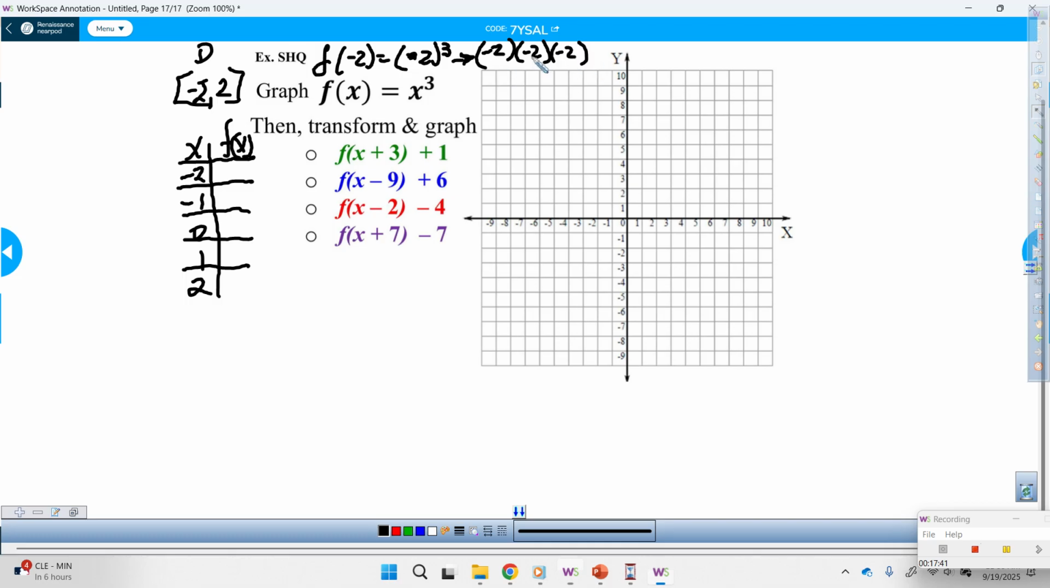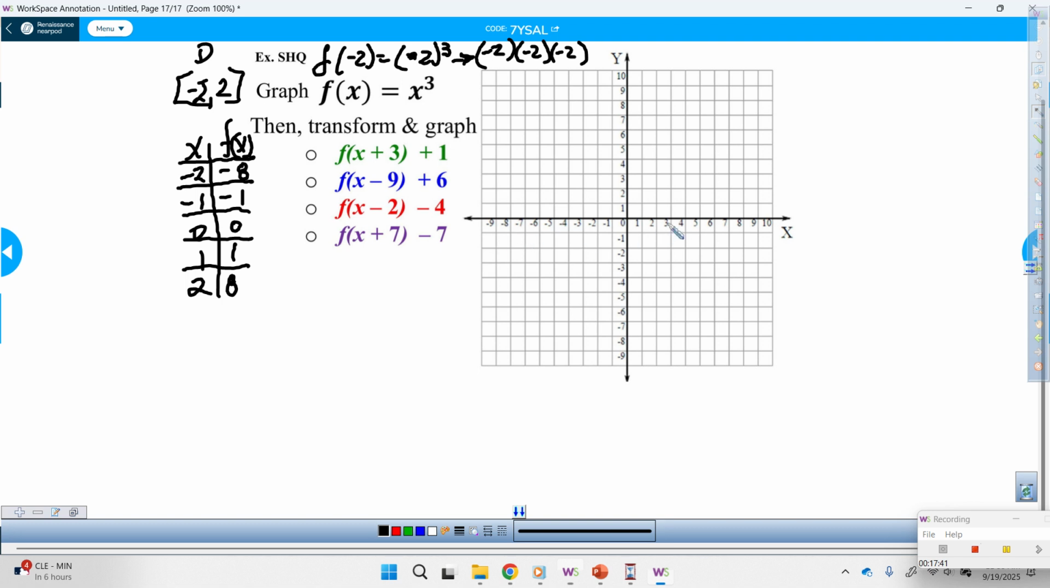Here we go. What is -2 times -2? +4. What is +4 times -2? -8. Next value, -1. What is -1 times -1? +1 times -1, -1. 0. 1 cubed is 1 times 1 times 1, which is 1. 2 cubed is 2 times 2 is 4 times 2 is 8.